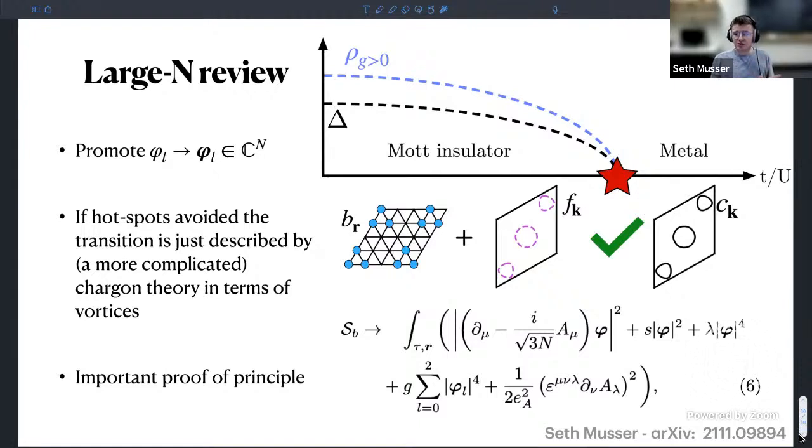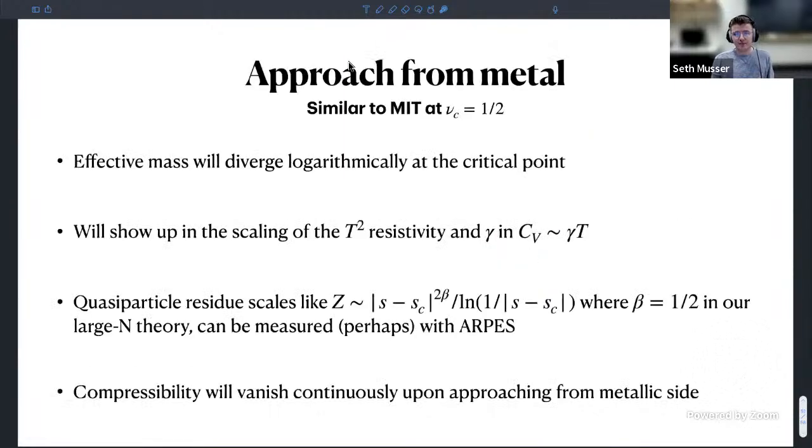We can make predictions for experiment. It doesn't have to be of this specific weird form. But here are some predictions for experiment if you have this coincidence of the charge density wave order parameter and the charge gap.